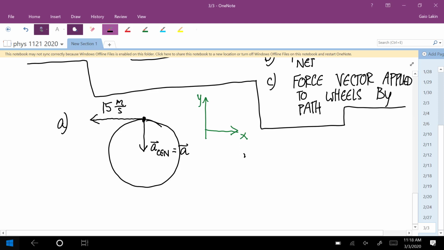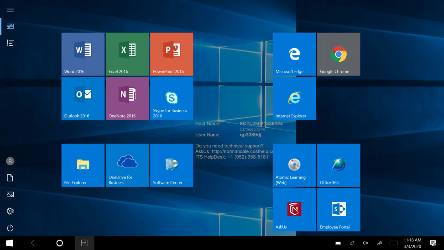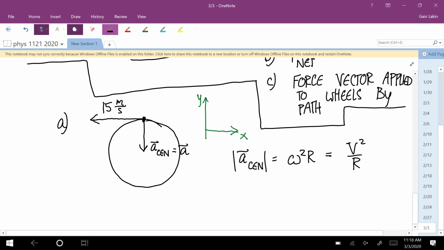So the magnitude of the centripetal acceleration is omega squared r. We don't have omega. We could calculate it from v, but remember this is also equal to the speed squared divided by r. So the speed squared is 15 squared. R is 2. And so this is 112.5.